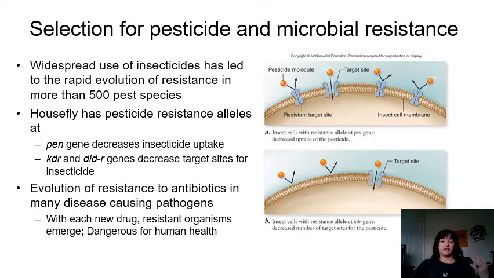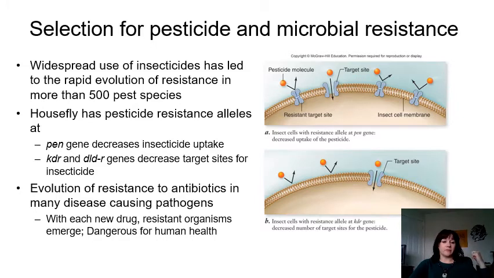Again, you've got some type of change in the environment, in this case, exposure to pesticide, and that's determining what traits are beneficial and which ones aren't. And over time, that's affecting that population.